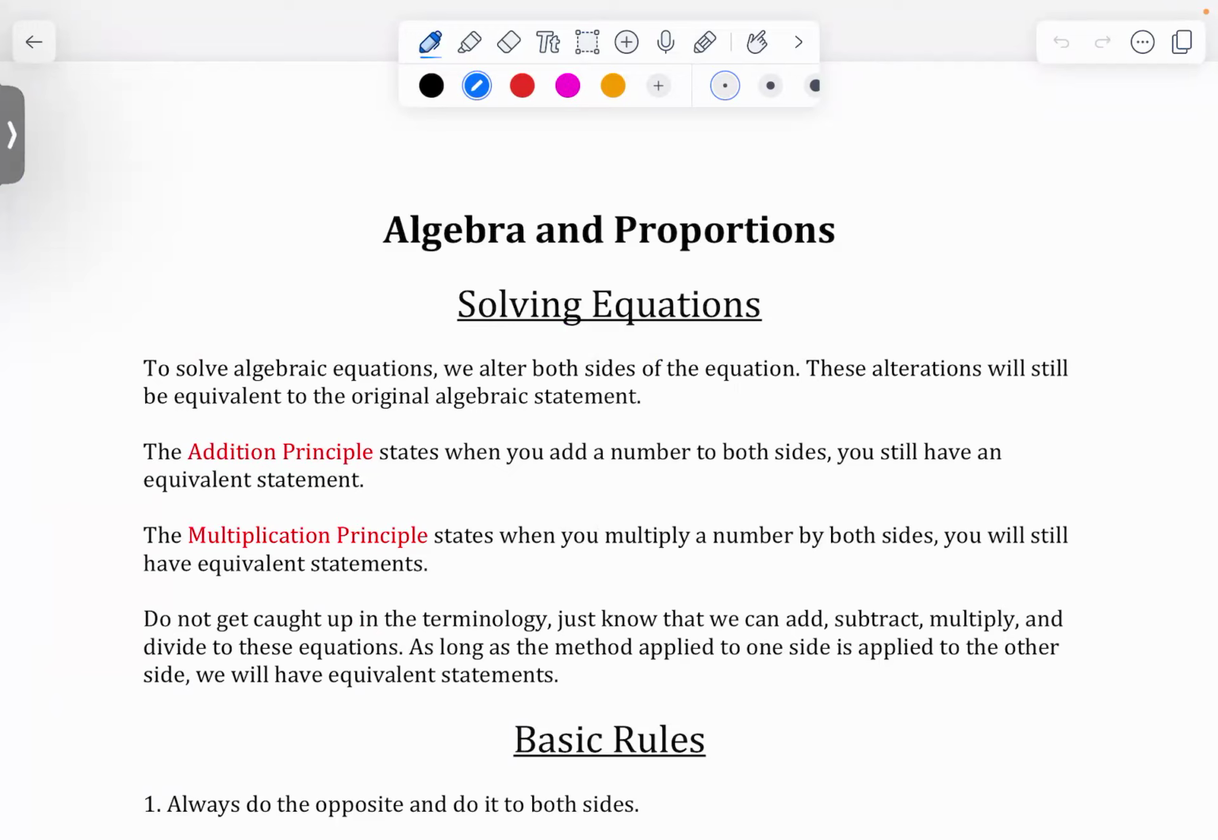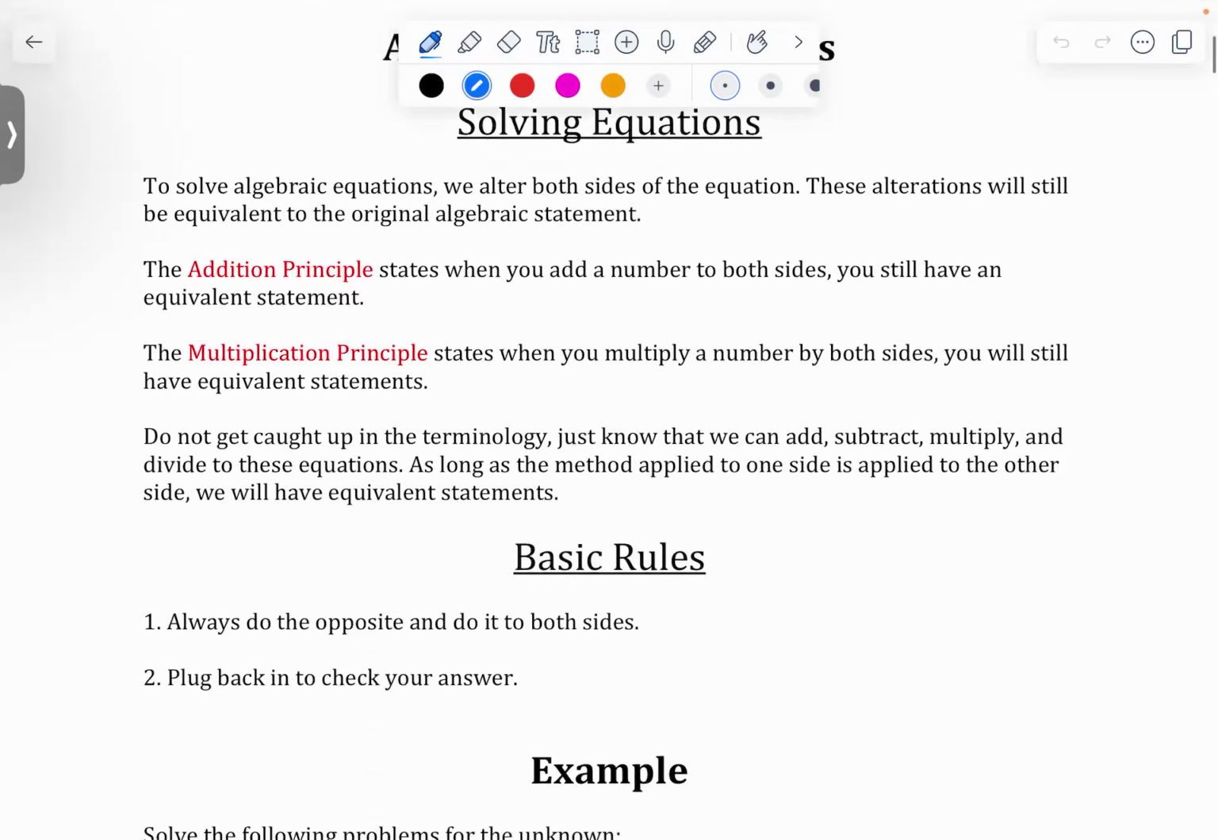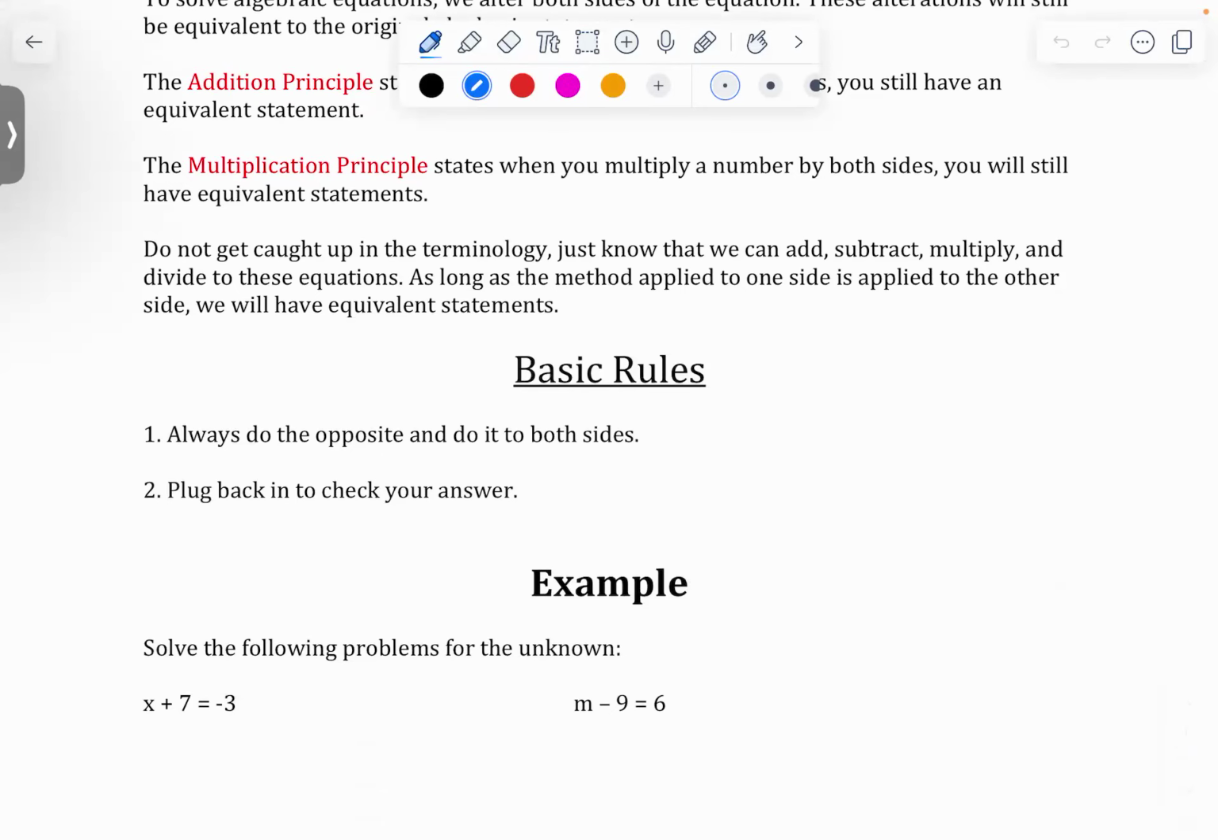So, this is going to be the most base level of algebraic solving, all right, with some applications involved as well. So, a couple basic principles of algebra: the addition principle and the multiplication principle. Right? Adding to both sides, multiplying by both sides. The big thing, don't get too caught up in terminology. Algebra boils down to do the opposite, do it to both sides. That's simple.